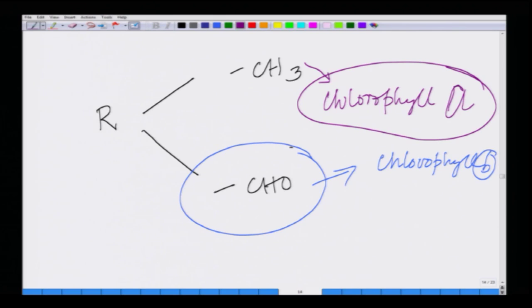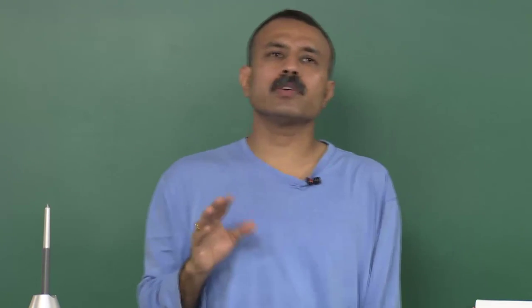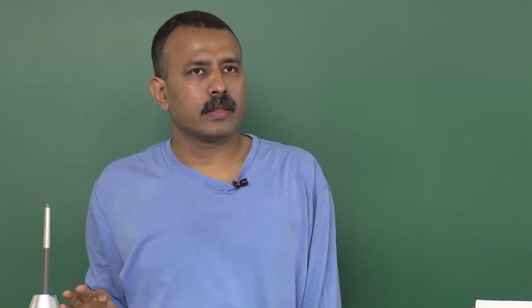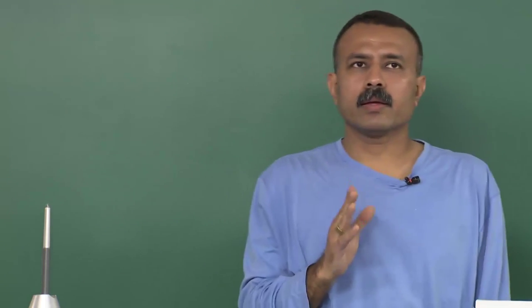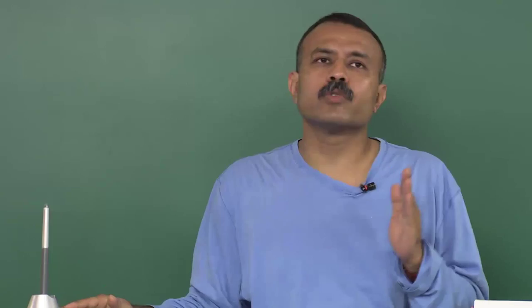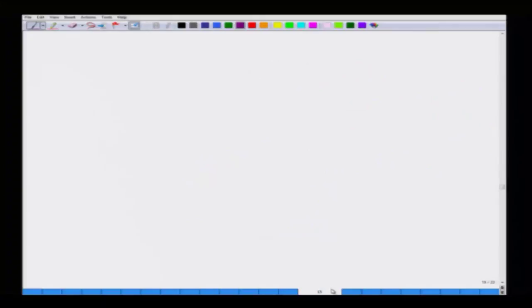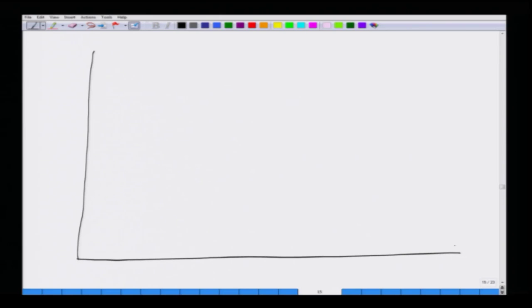Because of that one simple change at one of the R groups, its spectral properties slightly vary. And that is really helpful, because that way there is no rigid single spectrum. There are staggered spectra in terms of the absorption. Now let's look at the absorption spectrum of chlorophyll A and chlorophyll B. Coming back to the spectrum part, let's get the axis right. Absorption coefficient.